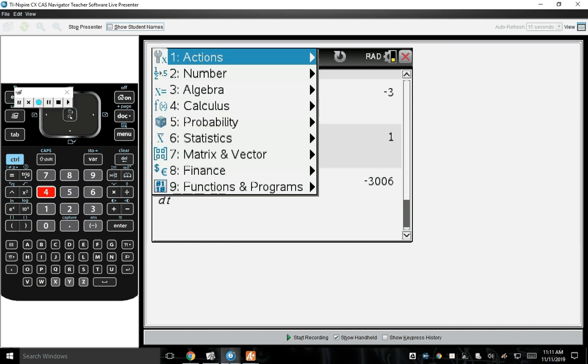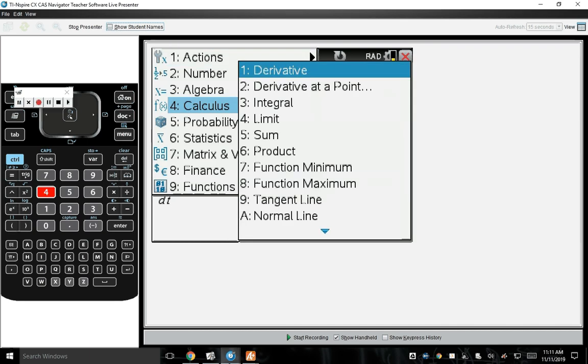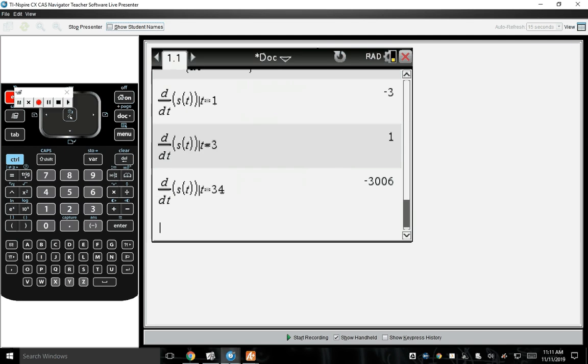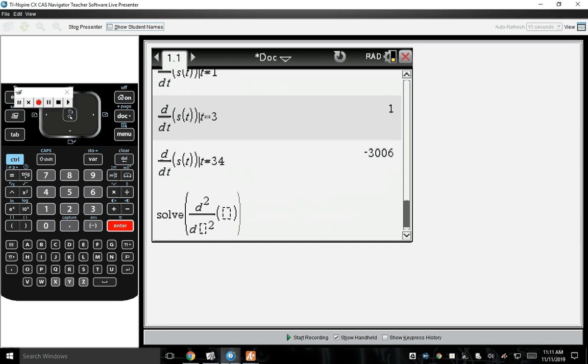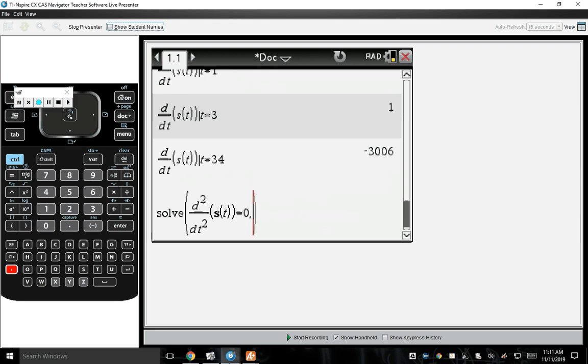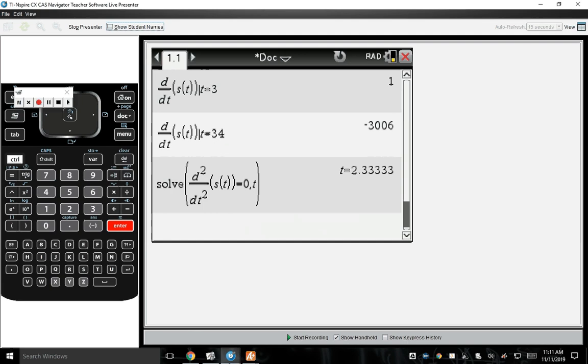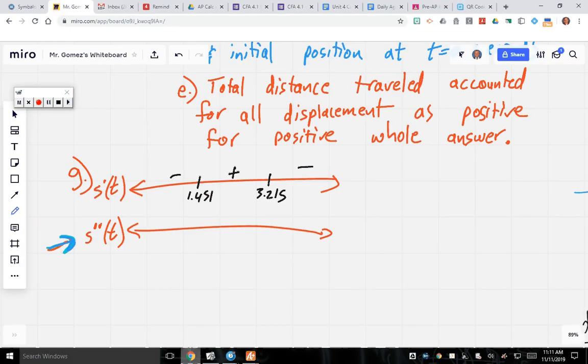All right, here we go. So menu 4, oops, my bad. Let me escape. First, let's find the zeros of the second derivative. Menu 3-1. Press this key next to number 9. And I want to find from my stored function the second derivative with respect to t. So I'll put S of t. And when does it equal 0? Comma t. Control enter, 2.3 repeating. So over here on my problem, 2.3 repeating is about here.